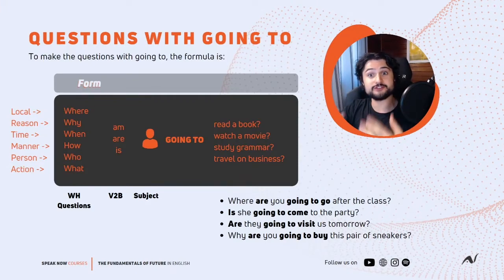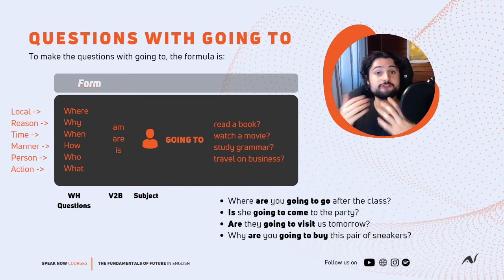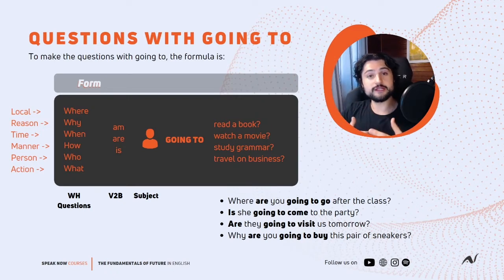We are almost getting to the end of our course on future. Now, guys, we will be learning how we can create questions with going to. And similarly to the strategy that we adopted in questions with will, we will divide this discussion in two stages. The first one, learning more about the close-ended questions, and the second one, learning a little bit more about the open-ended questions and how we can use going to make these two different types of questions.